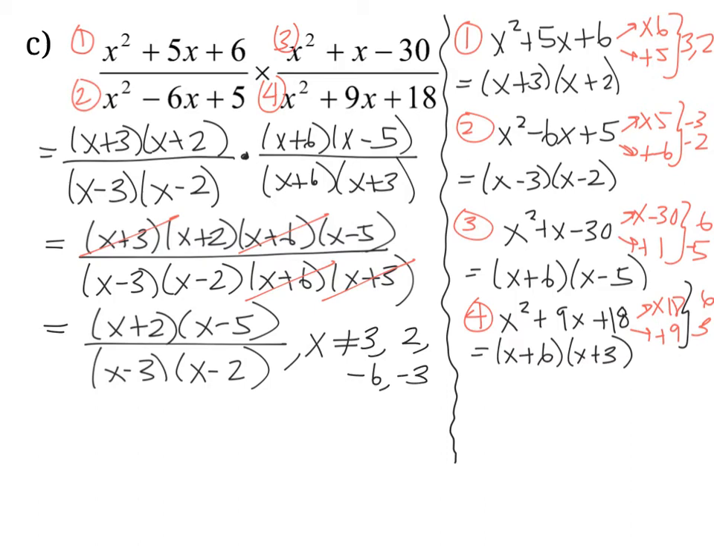We're just going to check through again, make sure we haven't missed any. 3, 2, negative 6, negative 3. We've got those. We have 3 and 2, so we have everything here.